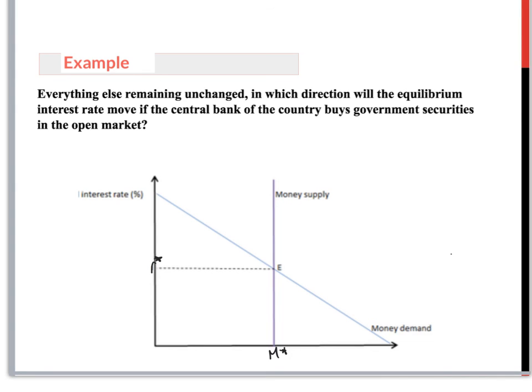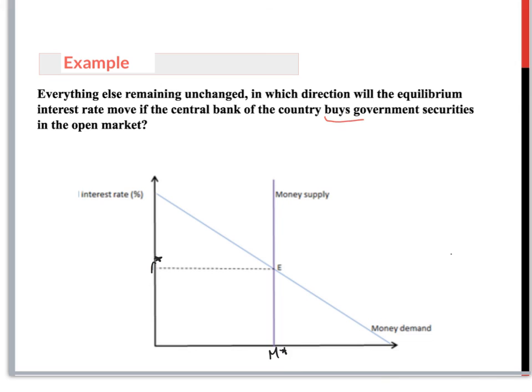Everything else remaining unchanged, in which direction will the equilibrium interest rate move if the central bank of the country buys government securities in the open market? Pause the video and see if you can figure out what will happen if a central bank buys government securities in the open market. What's going to happen to the interest rate? Is it going to increase? Is it going to decrease? Or is it going to not change?